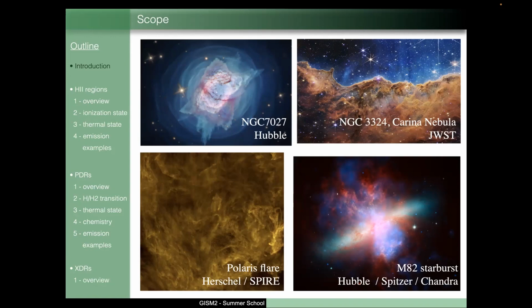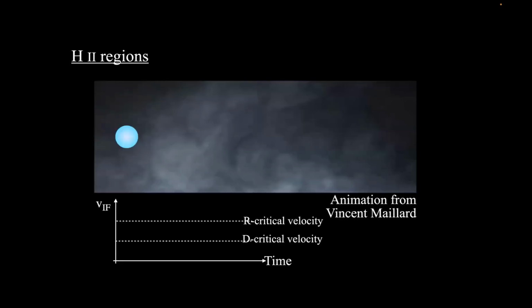So the first instinct will be to say, okay, in order to study this region, we have to solve the propagation of photons in a three-dimensional environment, okay? The second thing that is not seen in this figure is that all this environment, or all these objects, are in dynamical evolution. So to illustrate this, I show you here the result of an animation that was done by Vincent Maillard for a very simple case.